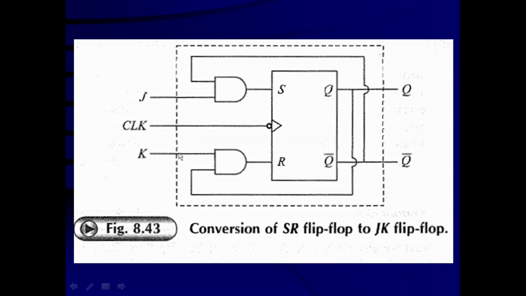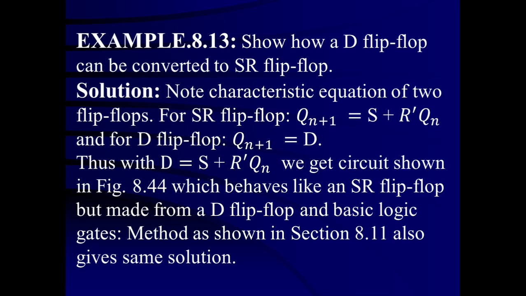Similarly, for the K input, the SR flip-flop R input is derived from K and Qn. These two will produce the output Kn Qn, and that is the input for the R input. That way, the SR flip-flop is now converted with these two AND gates into a JK flip-flop. It behaves like a JK flip-flop, and the clock is given directly to the flip-flop.